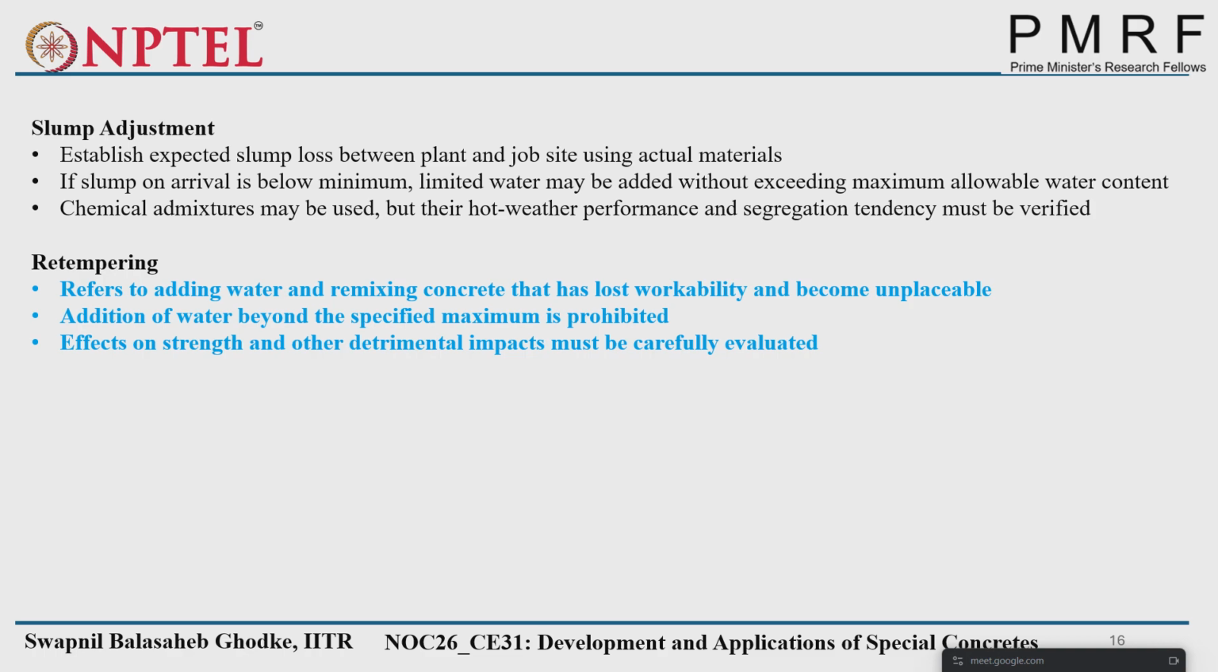Suppose on the same site we cast one beam, and then another beam, and we made some adjustment of the water according to the conditions. The impact will be different on these two beams. So we have to carefully evaluate everything. For that purpose, chemical admixture is the safest option we have.